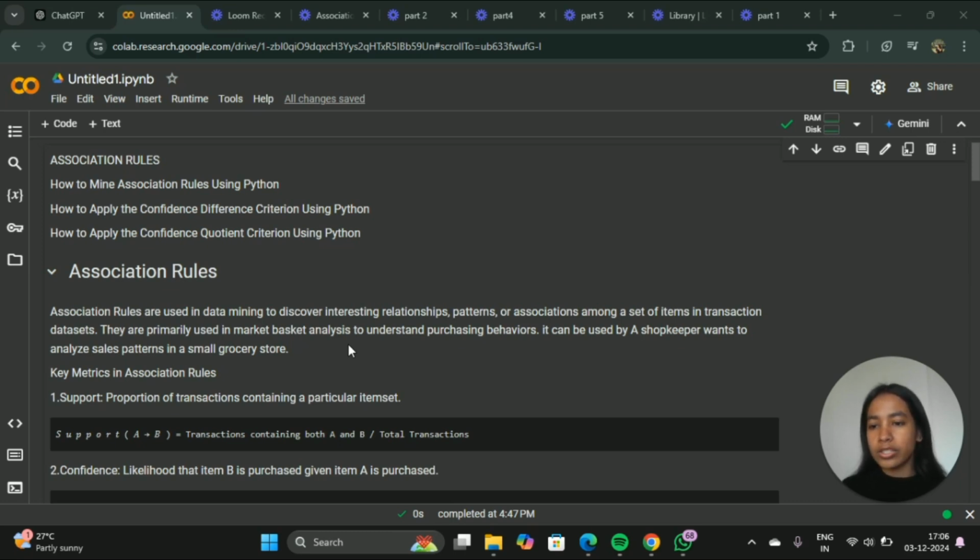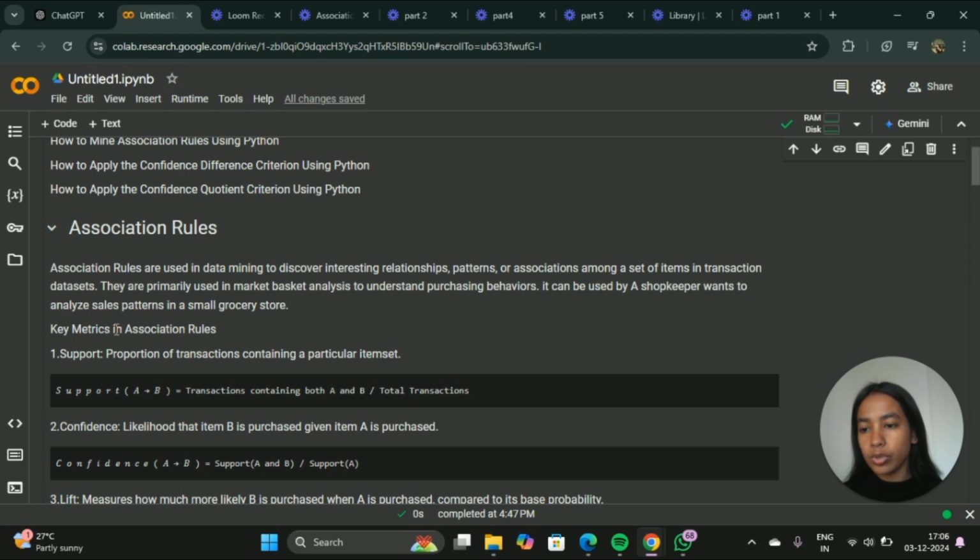What is association rule? Association rules are used in data mining to discover interesting patterns and associations among data sets. They are used in market-basket analysis to understand purchasing behavior. It can be used by a shopkeeper to analyze the sales patterns and grow profit in their business.